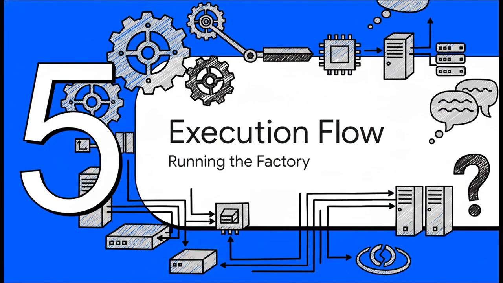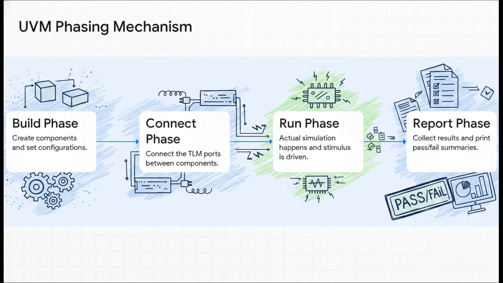Okay, Section 5, Execution Flow and Communication. How do we actually run this factory? So we know what the machines are, but how does this entire factory actually power up without causing massive chaos? Well, UVM brings order to the simulation process through a very strict phasing mechanism. You can't just flip a giant switch. The factory powers up in exact, deliberate steps.